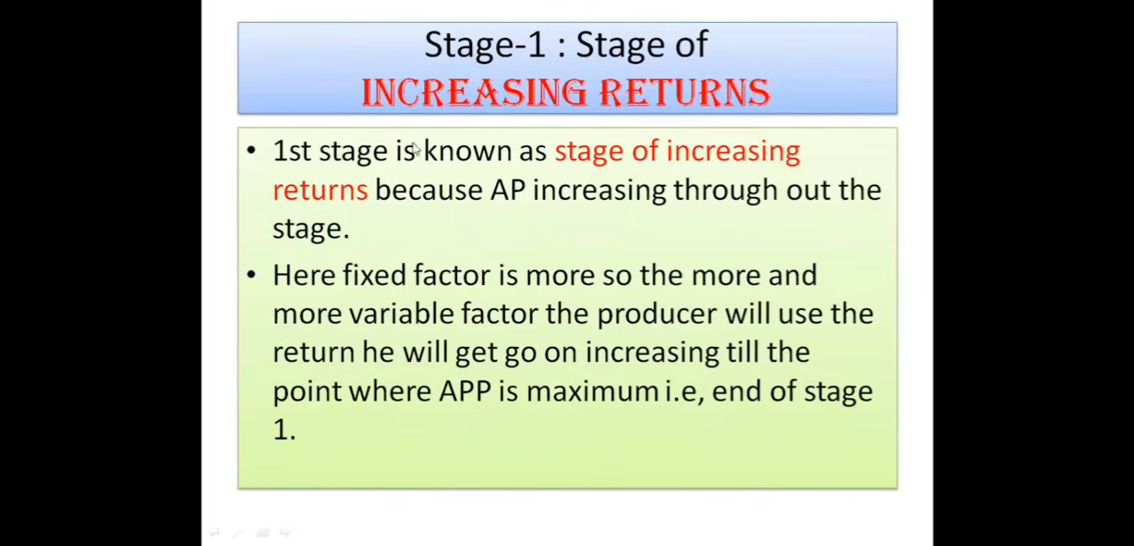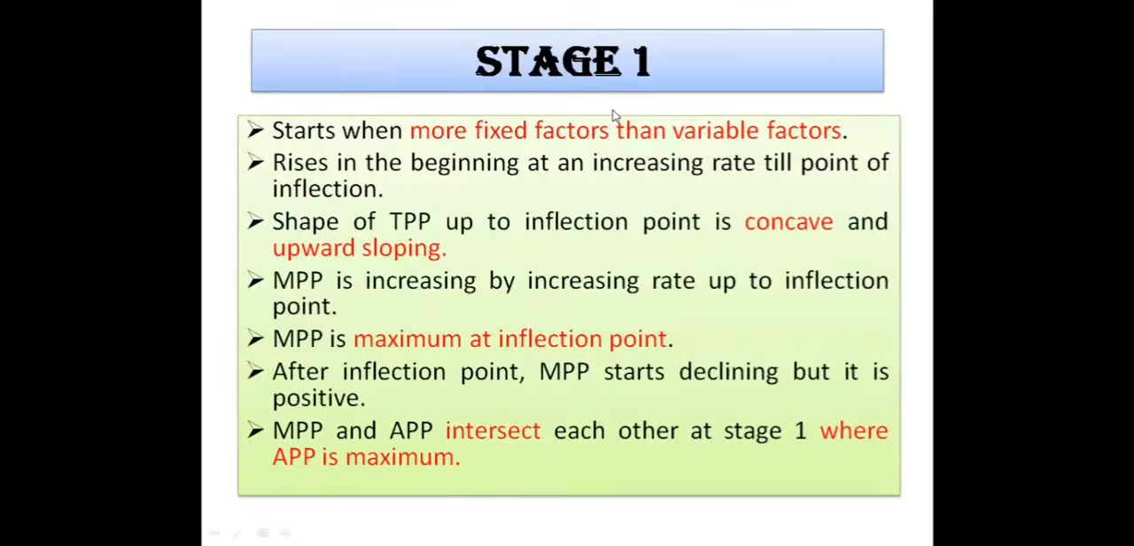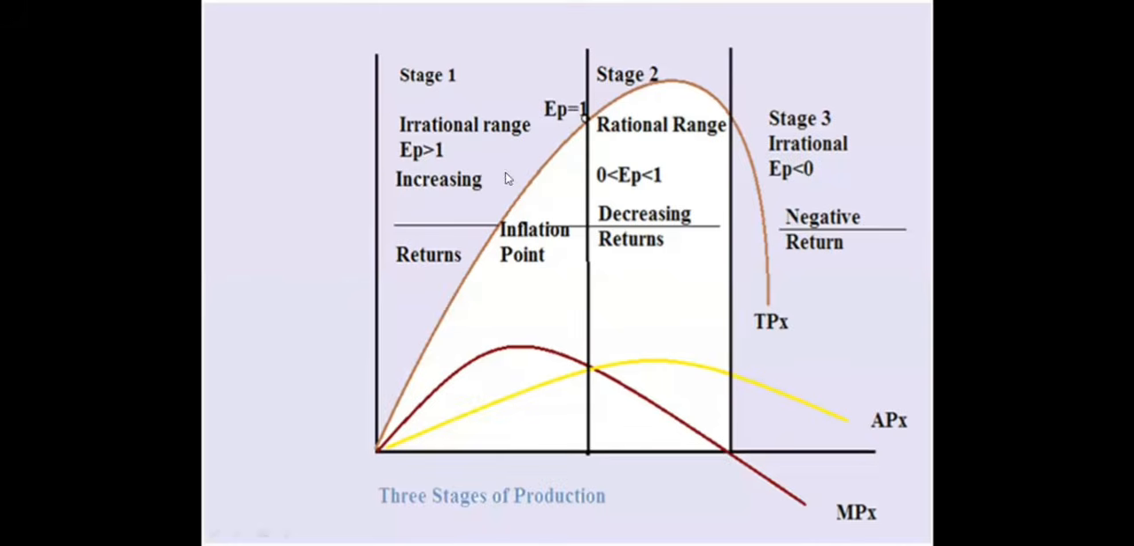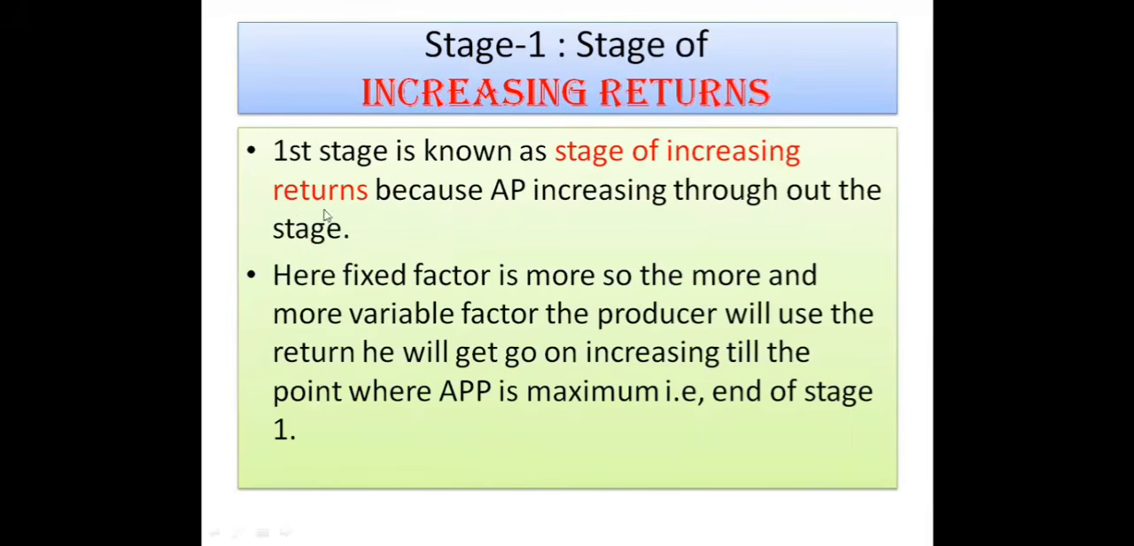Now coming to stage 1, why is it the stage of increasing return? We have seen here increasing return. Why is it increasing return? See, the first stage is known as the stage of increasing return because the AP, that is average product, is increasing throughout the stage. So always remember, if you forget which stage is which kind of return, always think about average product. Average product is increasing throughout stage 1. That means it will be increasing return.